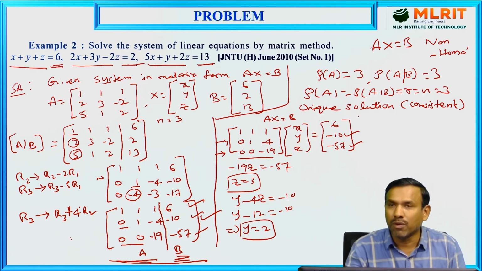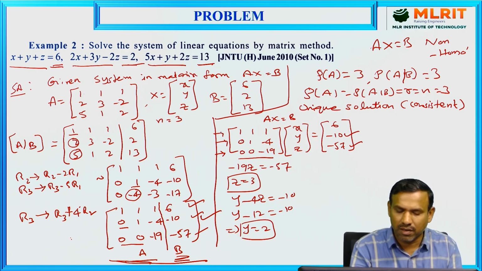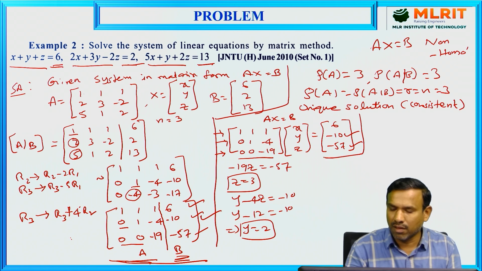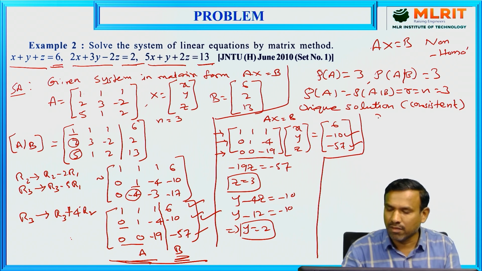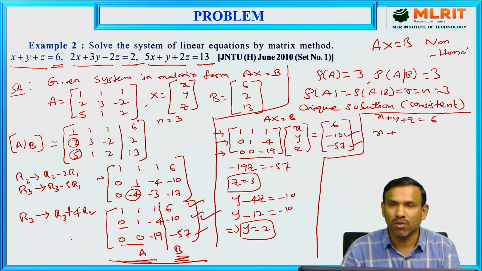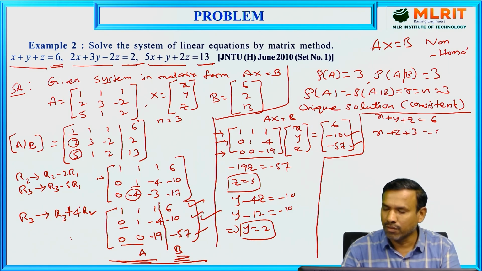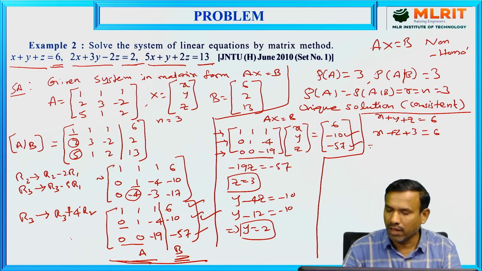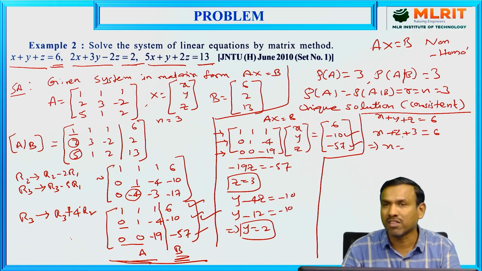Next, the x value. To get the x value, take the first equation: x plus y plus z is equal to 6. So x plus the y value 2, plus the z value 3, is 6. So x plus 2 plus 3 is equal to 6, right? x is equal to 6 minus 5. 2 plus 3 is 5, take it to the other side, minus 5. So 6 minus 5 is 1.